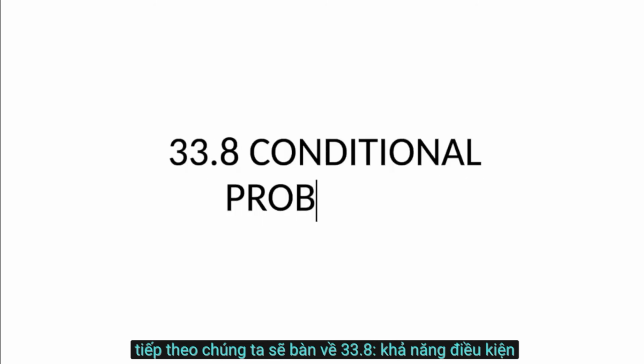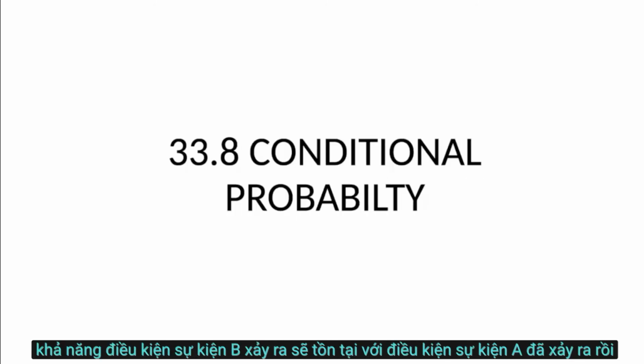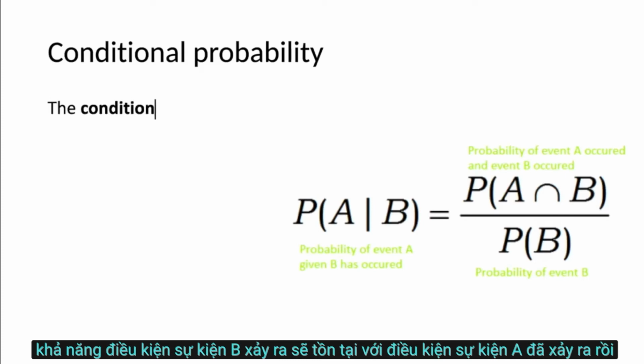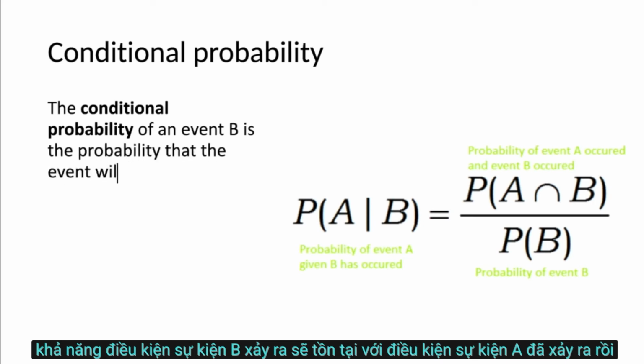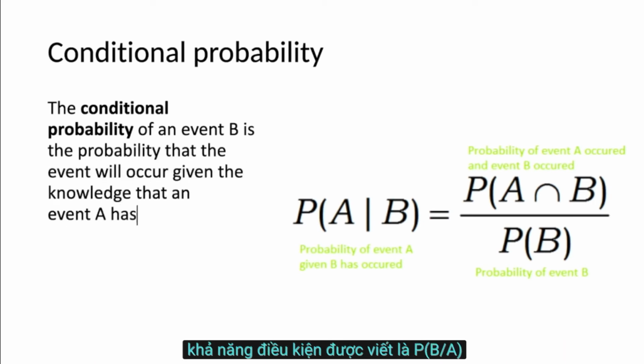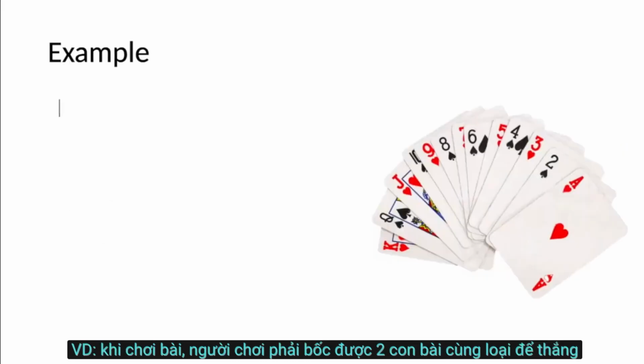Next, we have 33.8, Conditional Probability. The conditional probability of an event B is the probability that the event will occur given the knowledge that an event A has already occurred. This probability is written as P(B|A).